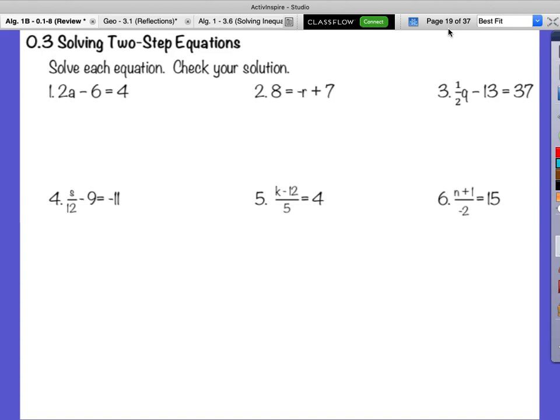So, attention up here, please. We're on section 0.3, okay? We're solving 2-step equations. For a 2-step equation, that means we have how many steps? Two. Okay. So in this case, we're doing either a multiplication and division as well as an addition and subtraction, okay?